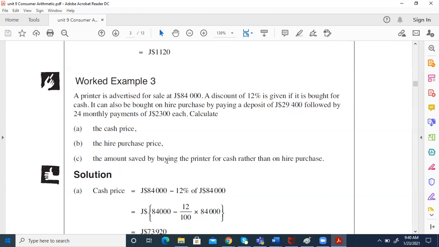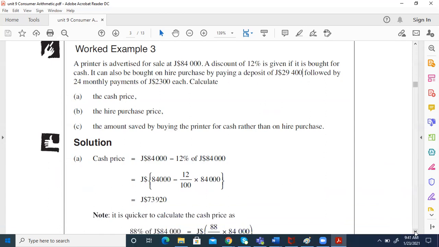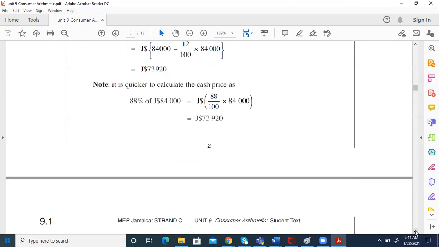And then they ask you the amount saved by buying the printer for cash rather than higher purchase. Well, you look at the difference. You look at the answer you get when you multiply this by the 88%, and then you look at the answer that you get when you work out the higher purchase price, which is 29,400 plus 24 times this 2,300. And you look at the difference between those two, right? And the difference would be the savings. So it's like saying if you had bought this cash versus higher purchase, what would be the savings? What would be the difference? And you do all of that.